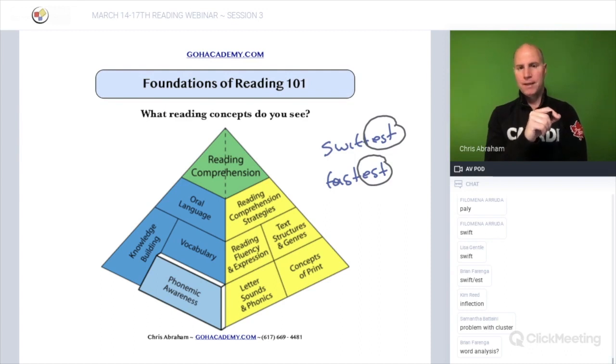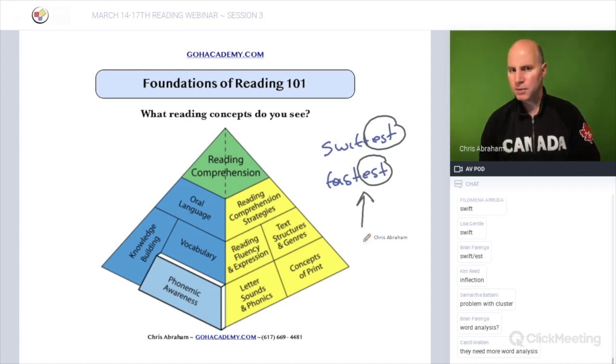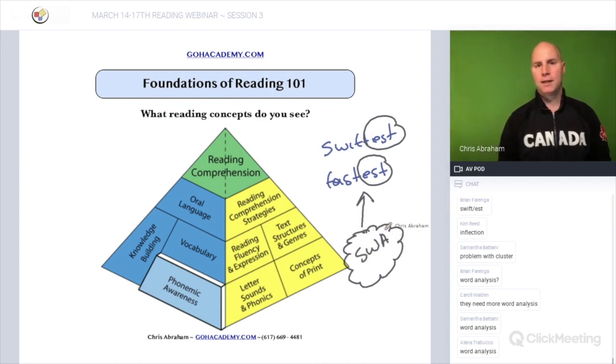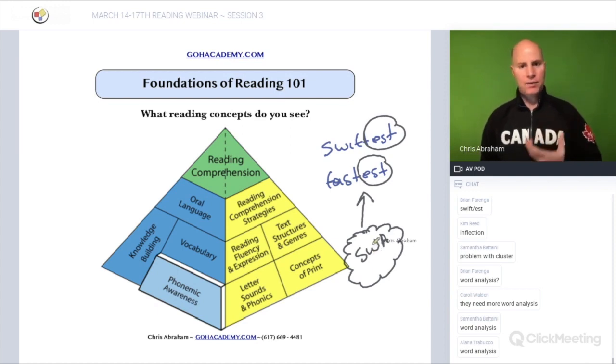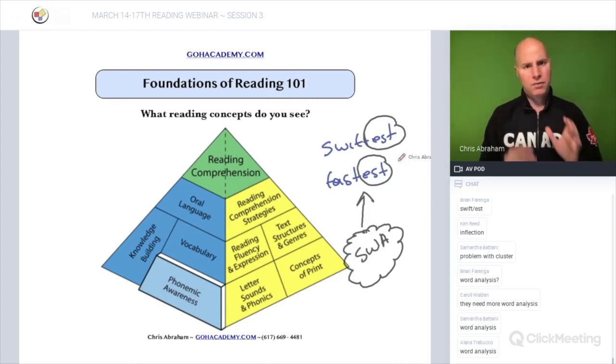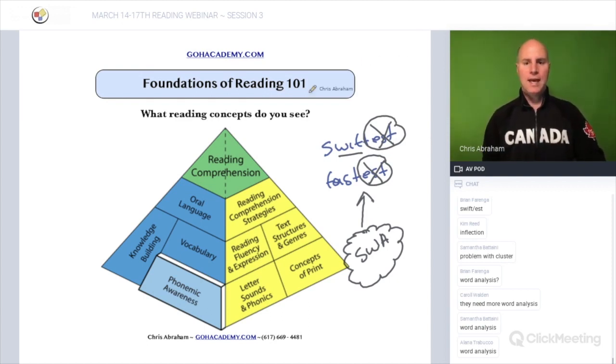Their problem is that it's a multi-syllable word, right? They're not chunking the multi-syllable word into decodable parts. So if they're omitting the end of a word, then it's structural word analysis. Remember that. So I'll say it again. If we see a student with a word like swiftest or fastest and they're omitting the ending, it means they don't have a strategy for multi-syllable words, and they're not breaking it into its base and its suffix. So this would be a weakness in structural word analysis.